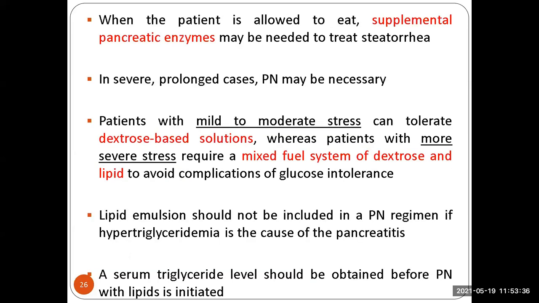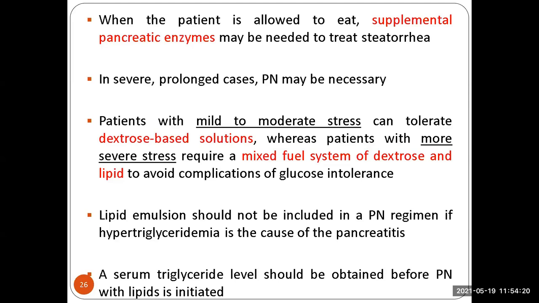Close observation for patient tolerance is also essential. When the patient is allowed to eat, supplemental pancreatic enzymes may be needed to treat steatorrhea, meaning the excessive losses of fat through the fecal mass. So in this case, supplemental pancreatic enzymes, especially lipases, become essential. In severe prolonged cases, parenteral nutrition may be necessary. Patients with mild to moderate stress can tolerate dextrose-based solutions, whereas patients with more severe stress require a mixed fuel system of dextrose and lipid to avoid complications of glucose intolerance.